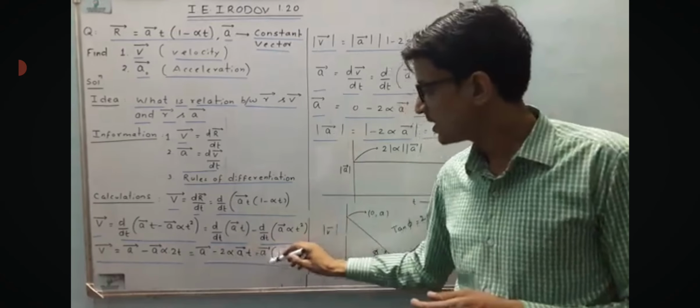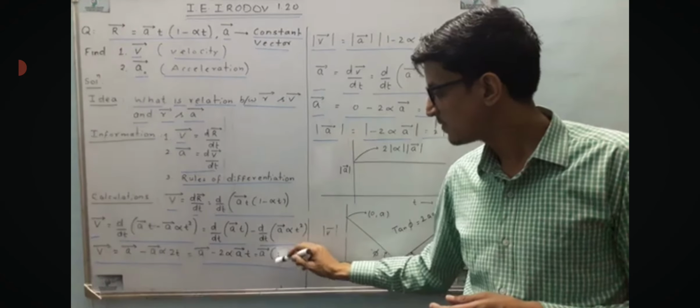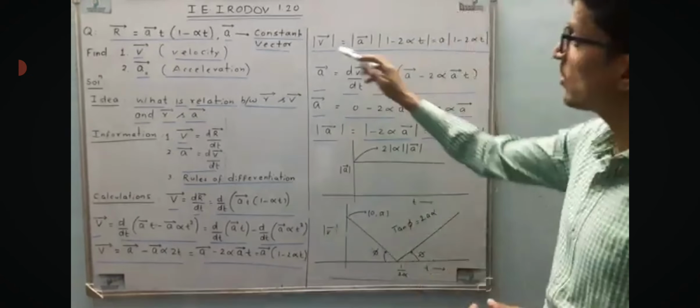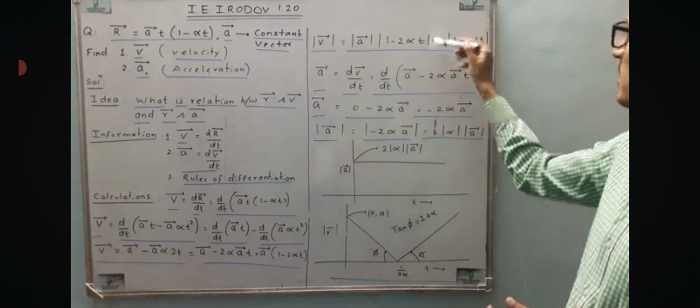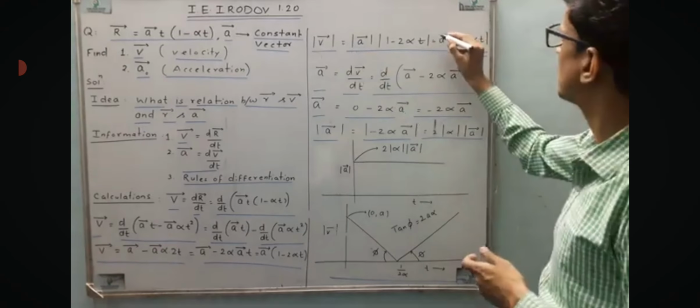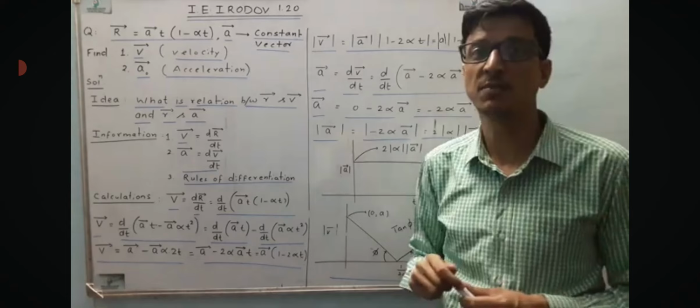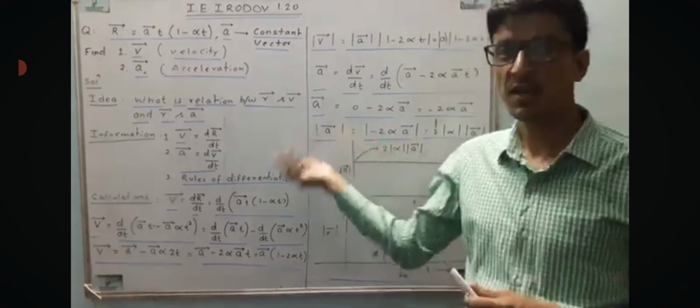Vector a, if we can take common, then it is 1 minus 2 alpha t. So this is my velocity vector. If I talk about the magnitude, just take the mode, and this will be the magnitude of the velocity vector, or the speed of the particle. So these are for the certain steps.